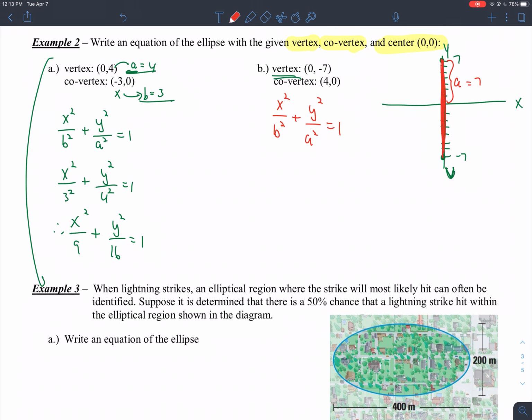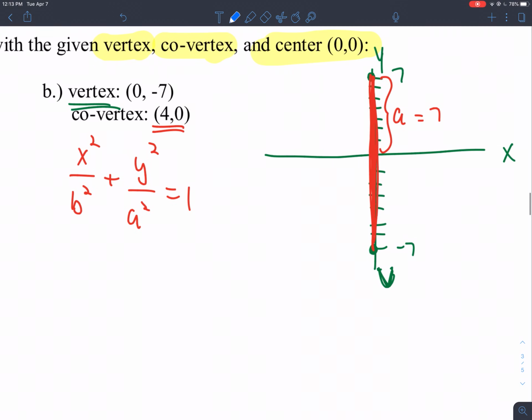And then the co-vertex is at 4. So let me do that in yet another color here. The co-vertex is at 4. 1, 2, 3, 4. There is my co-vertex, 1, 2, 3, 4. There's my other co-vertex. Okay, so my ellipse looks something like this. You don't have to draw the whole thing, but that tells me that this distance here is B, because A is associated with the vertex and B is associated with the co-vertex. And so the distance here, B, is 4.